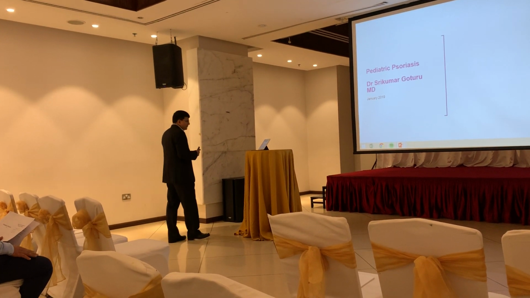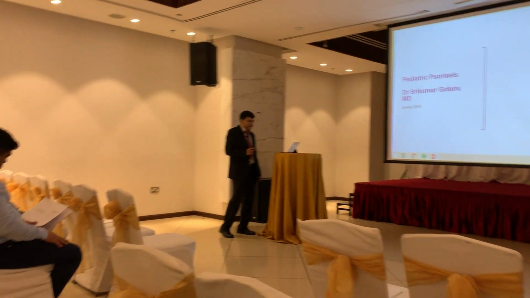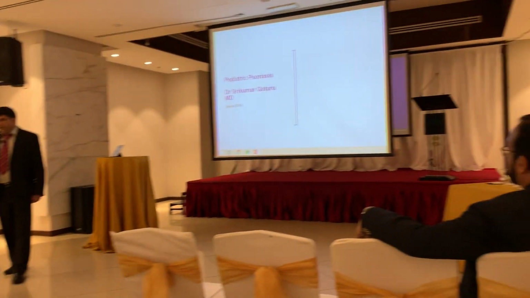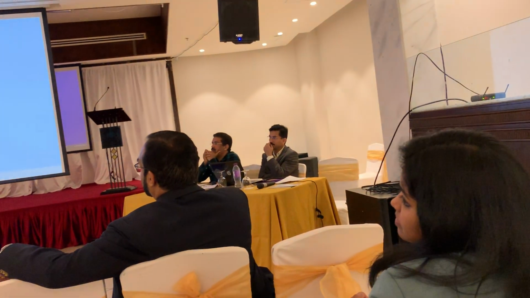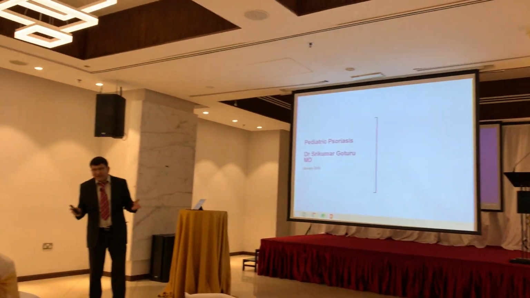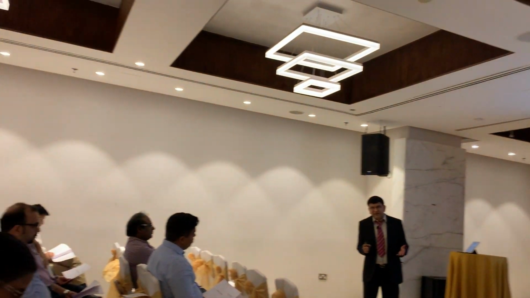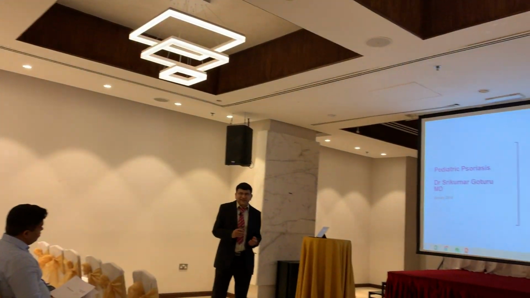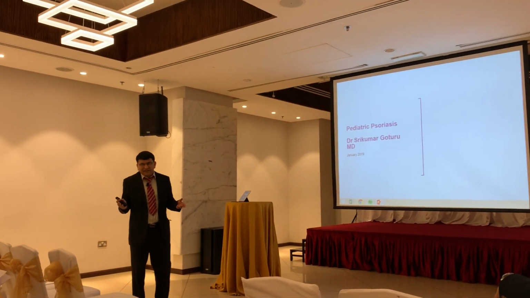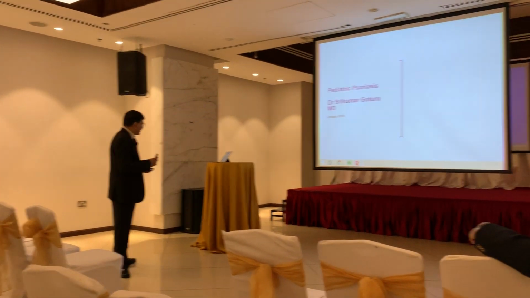The second question, 1/3 of adult psoriasis patients have an onset during childhood. Is this true? We all know psoriasis has so-called 2 peaks, type 1 psoriasis and type 2 psoriasis. The type 1 coming around the age of 20 and the type 2 coming around the age of 50. But is it true that when we see adult psoriasis patients, nearly 1/3 of them have had an onset during their childhood itself? Is this true or false?